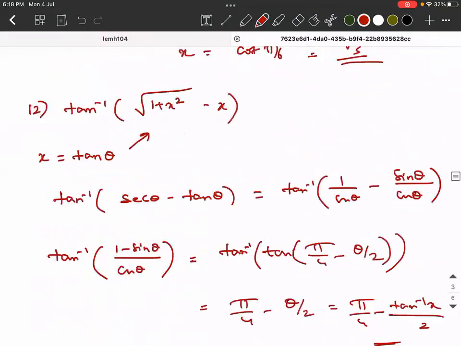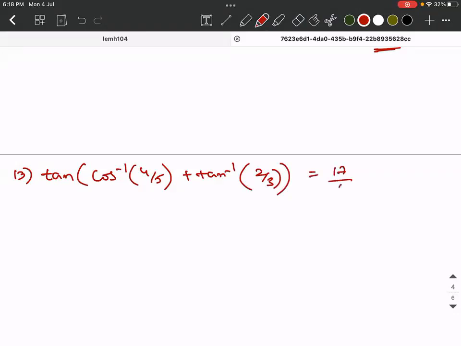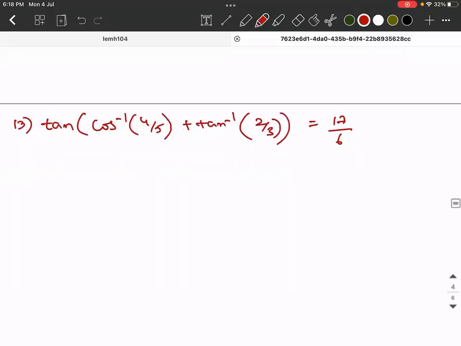Okay, so what problem was it? What is the 13th one? Subraj, read. You have the paper. Tan of cos inverse of... we have to prove this, no? So cos inverse 4 by 5, tan inverse of 3 by 4, plus this I'll leave it as tan inverse of 2 by 3 only.